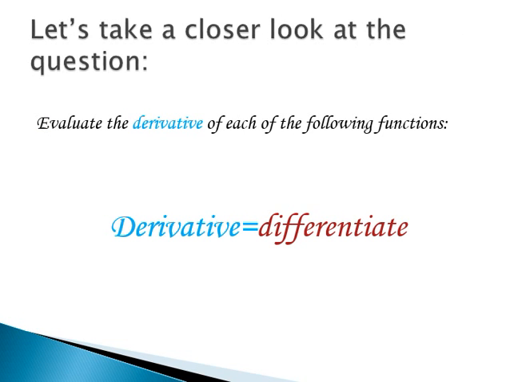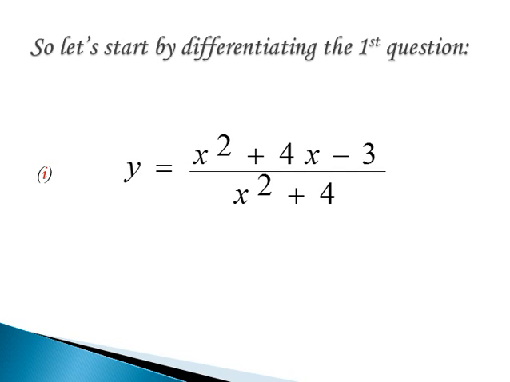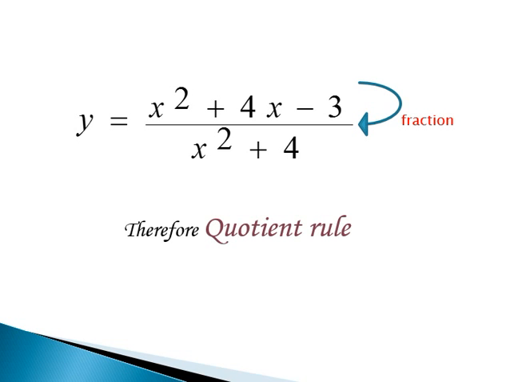Let's take a closer look at the question. Evaluate the derivative of each of the following functions. Derivative just means to differentiate. So let's start by differentiating the first question. y equals (x squared plus 4x minus 3) all over (x squared plus 4). Note how we're dealing with a fraction, therefore use the quotient rule.